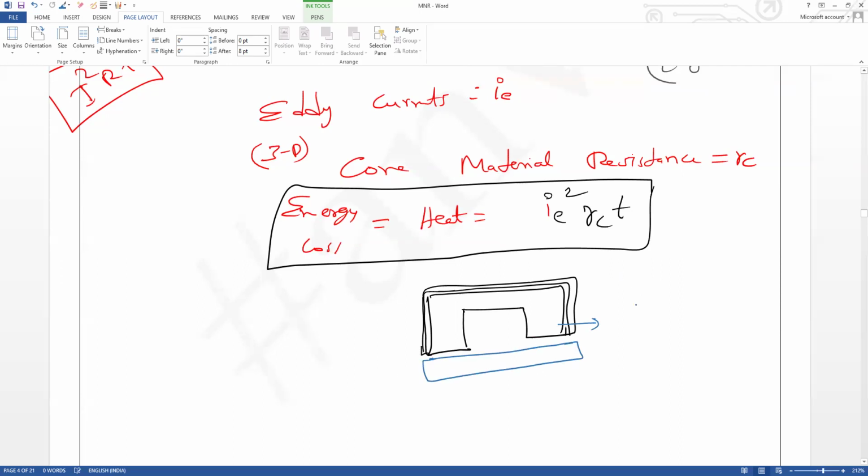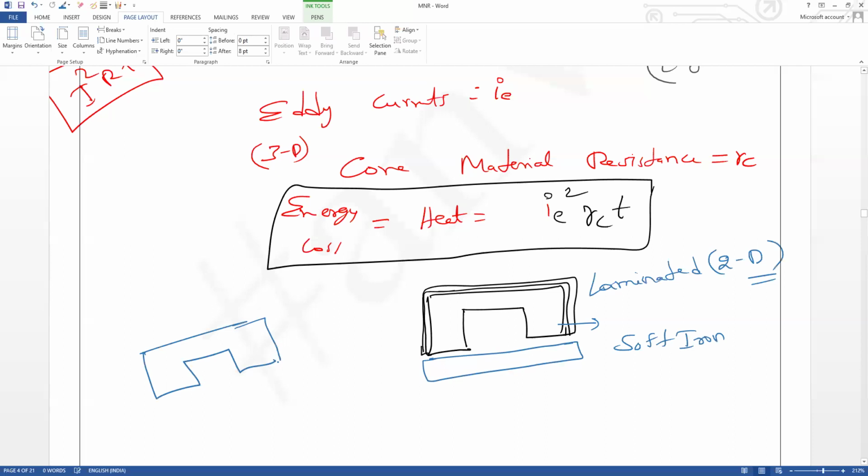So what is going to be used, everybody? Soft iron only. Instead of a single block, we are going to use plates. So plates means what will happen, everybody? Laminated plates. A block is three-dimensional, whereas plates are two-dimensional. Understanding?